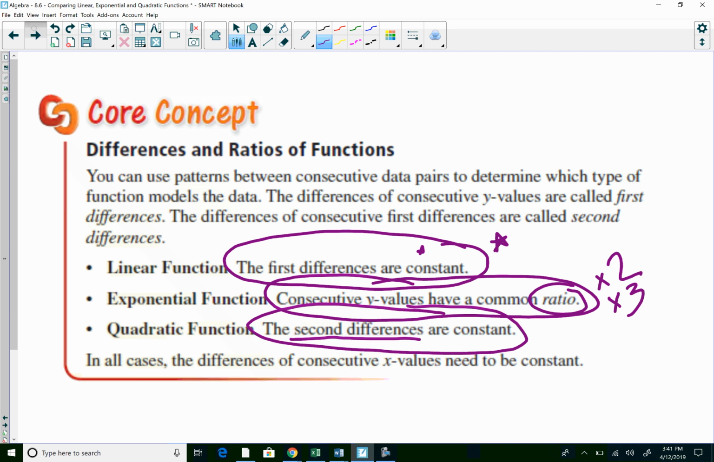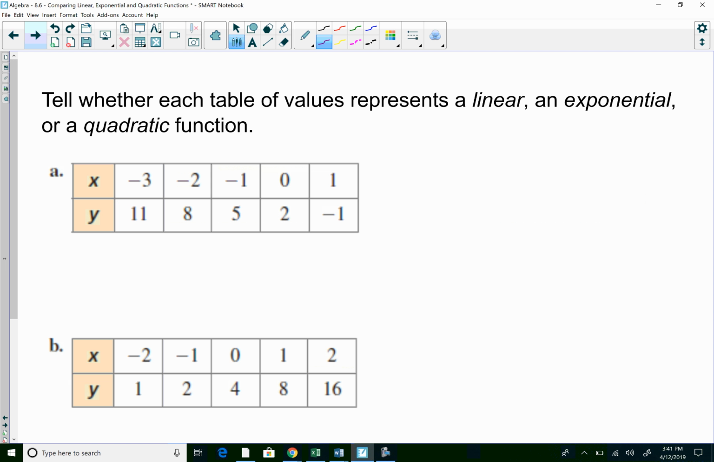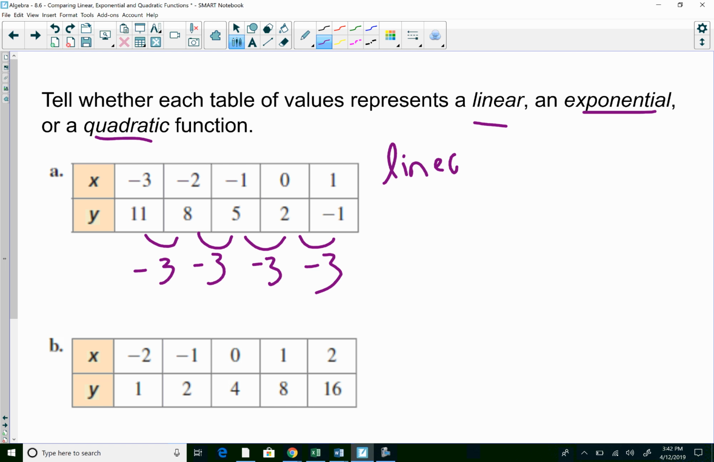So let's take a look at example A. And then once we go through these few examples, really we should be close to done. Tell whether they represent a linear, exponential, or quadratic again. What we're going to start off by doing is in our y values, figure out what we are going up by, down by, whatever. Here I'm going down by 3 from 8 to 5. Again, I'm going down by 3, down by 3, down by 3. So the first differences are the same, which means that you've got a linear.